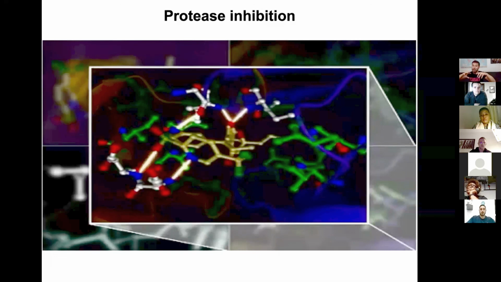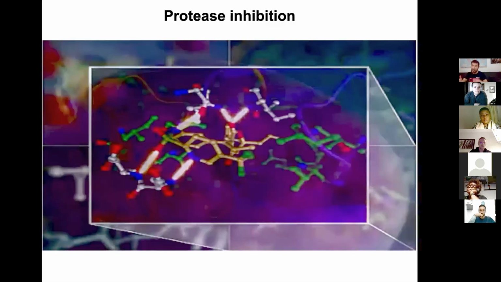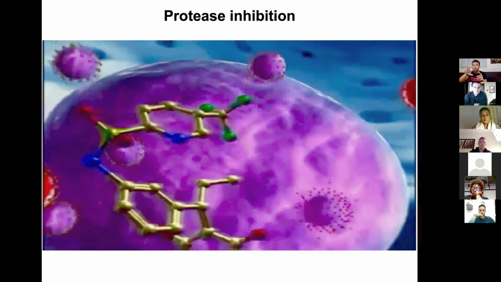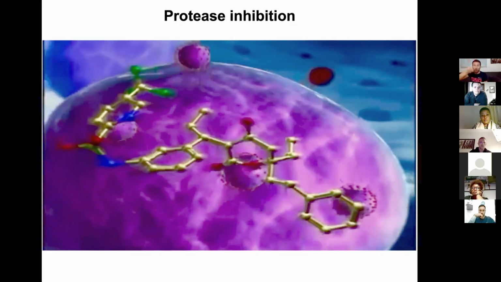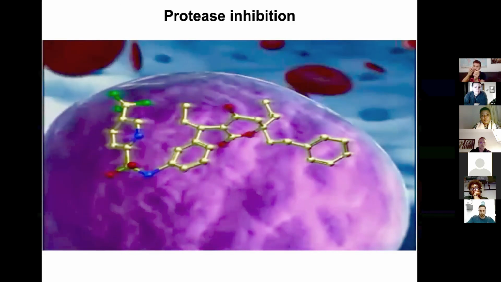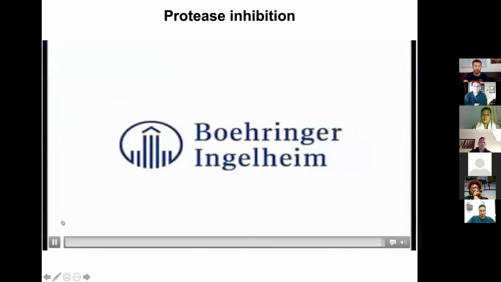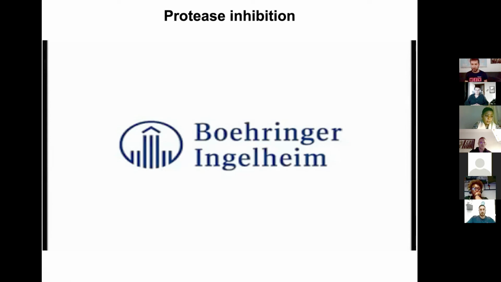This is why you need to use, for example, darunavir instead of lopinavir. The lock has been changed a little bit and you need a new key. But in the end, it's a similar key, just with small differences. So here was a very old Boehringer Ingelheim. It's not in HIV production now, but at that time, in the 90s, Boehringer Ingelheim was in HIV production.